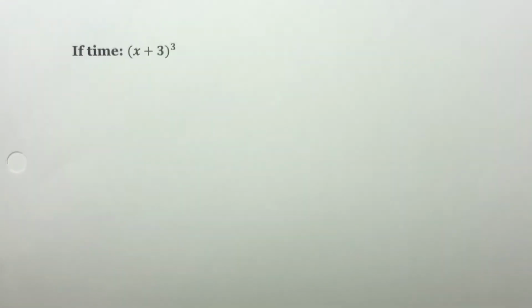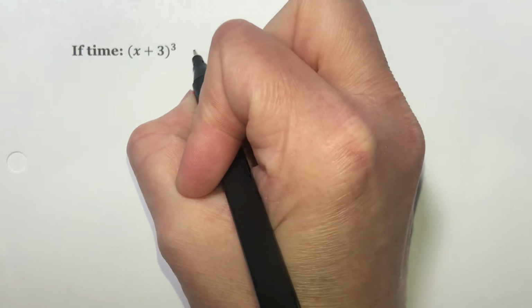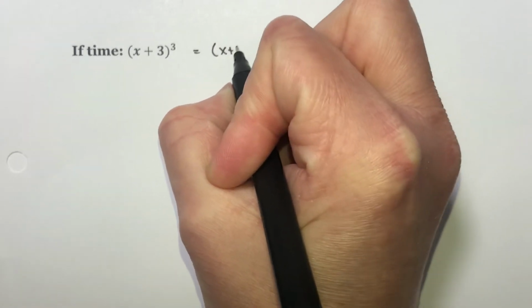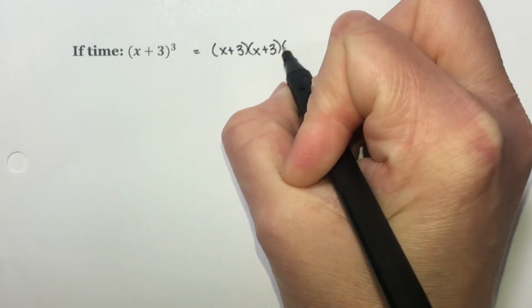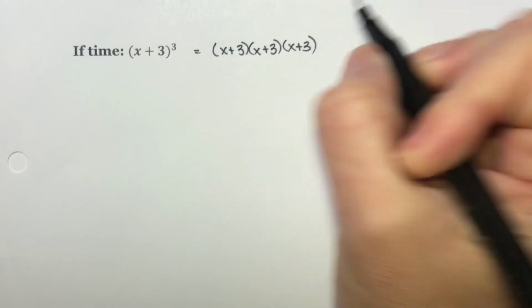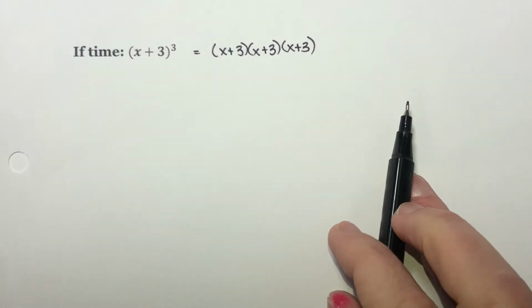All right, so this one is more complicated than anything I would put on a test, but I do want you to understand what's going on. I have x plus 3 cubed instead of squared. What we can do is write it like this, because that's what it means. It's multiplied out 3 times.